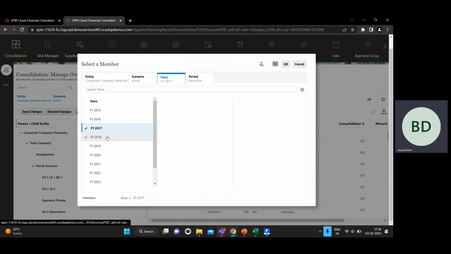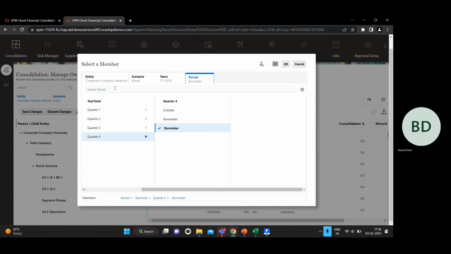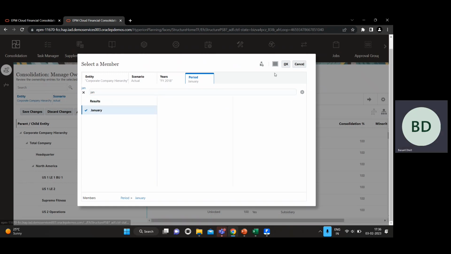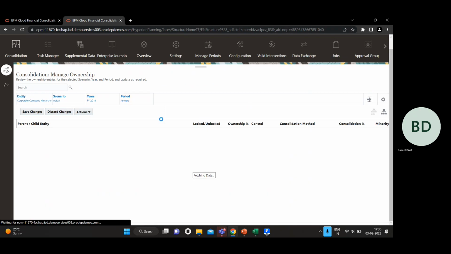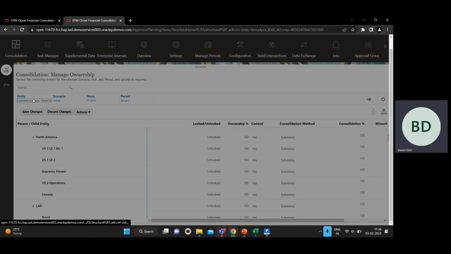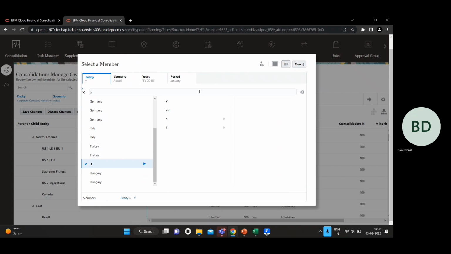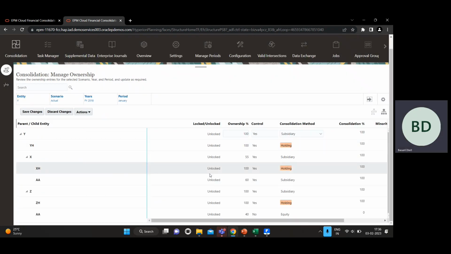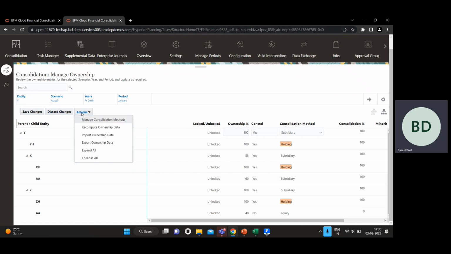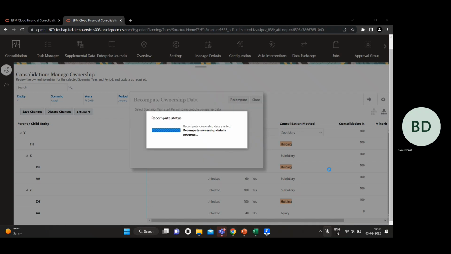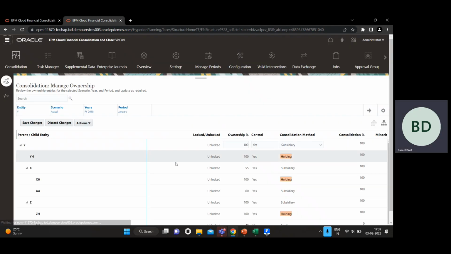Let's open 18 and select January. Let's select our hierarchy, that is Y. It is not changed. Very nice, we again recomputed it. Okay, recomputation is done.